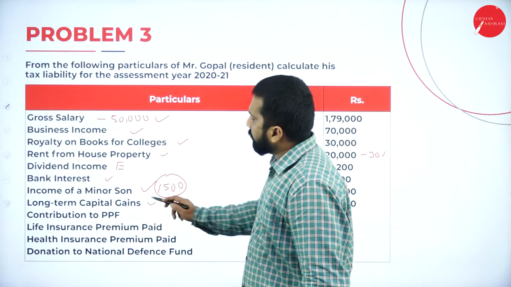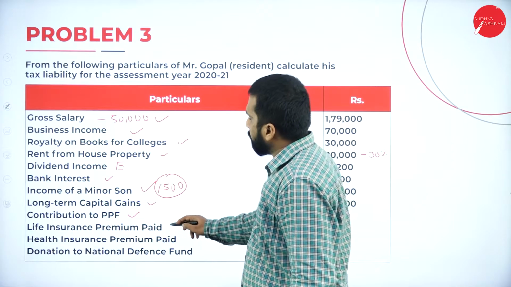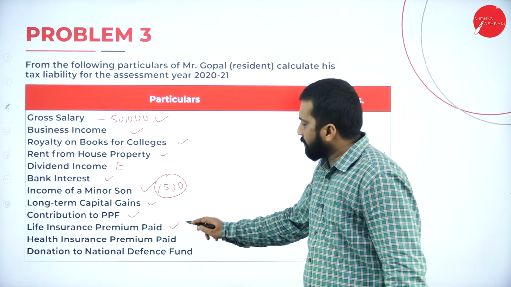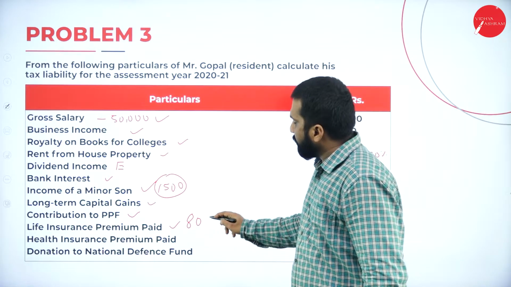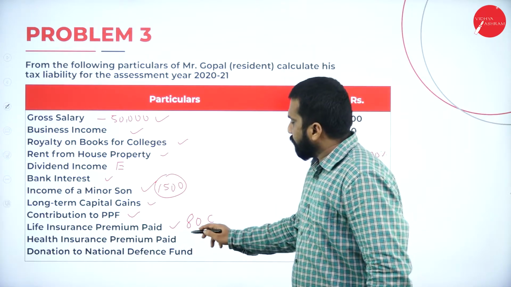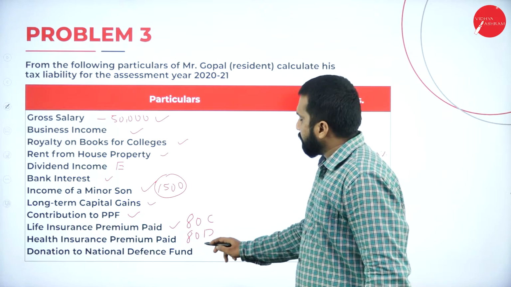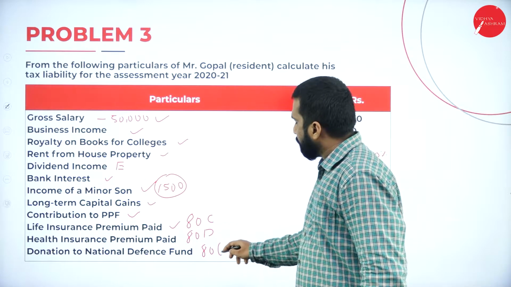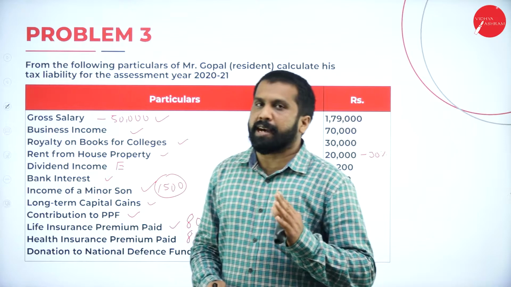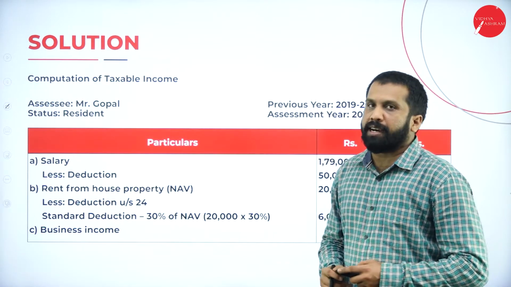Long-term capital gain, taxable. Contribution to PPF, you have to take. Life insurance premium paid, so it will come under what? Life insurance premium, 80C. If it is a health insurance, 80D. Donation to National Defence Fund, 80G. National Defence Fund comes under 100% slab. Hope you are clear. So we have done up to this. Yes, we'll go for the answer.